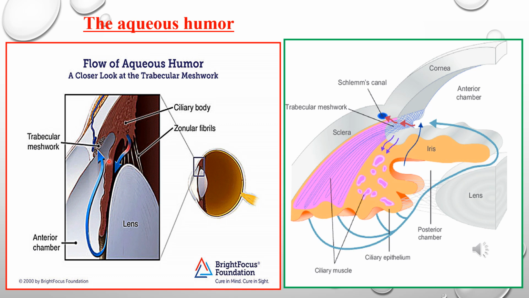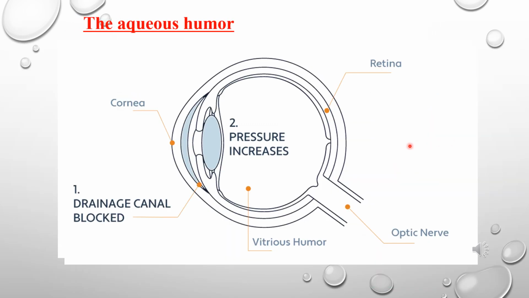Then to the iridocorneal angle, to the spaces of Fontana and the canal of Schlemm. It then becomes absorbed through small channels in the sclera, then to the aqueous veins in the subconjunctival connective tissue, to the venous circulation. The rate of aqueous production is equal to the rate of the drainage.